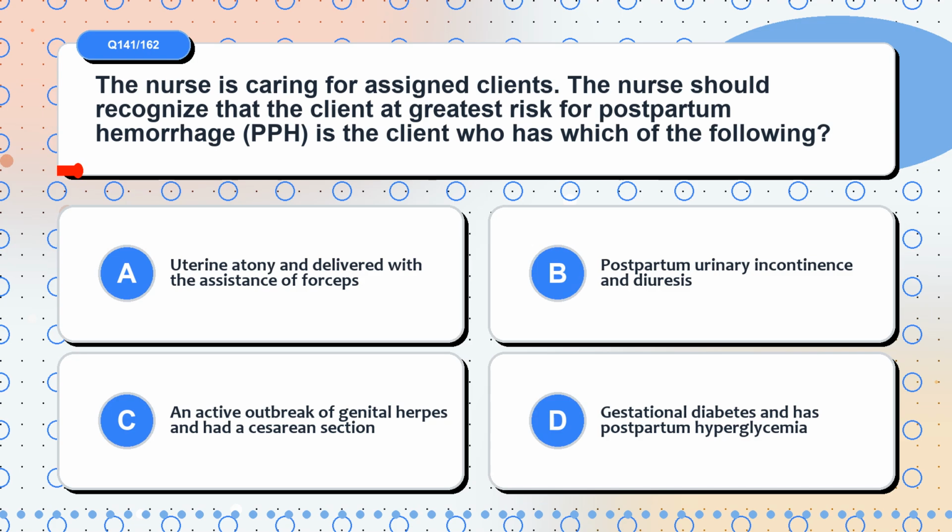Question 141. The nurse is caring for assigned clients. The nurse should recognize that the client at greatest risk for postpartum hemorrhage, PPH, is the client who has which of the following? Here are the options. Option A, uterine atony and delivered with the assistance of forceps. Option B, postpartum urinary incontinence and diuresis. Option C, an active outbreak of genital herpes and had a cesarean section. Option D, gestational diabetes and has postpartum hyperglycemia.